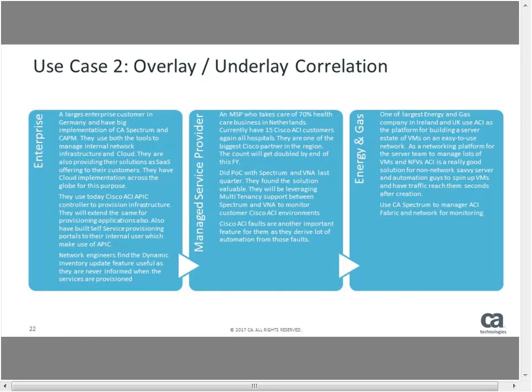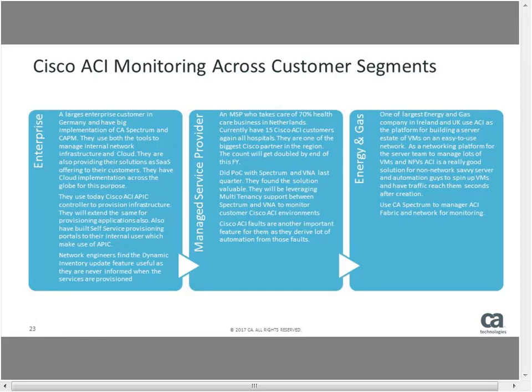the root cause. Now let me go through and talk about some customer success stories or customer use cases, and how they are using Spectrum today. I took an example from each and every customer segment. So to give an example first, a very large enterprise in Europe, they develop an application, and they provision or give that application as a software as a service to their customers.